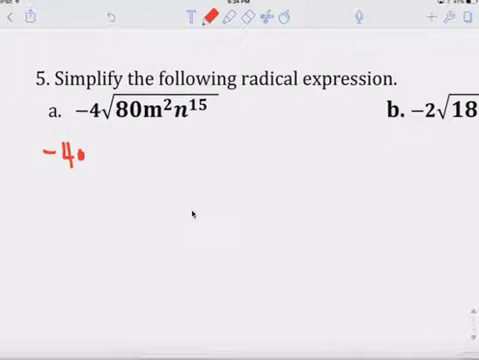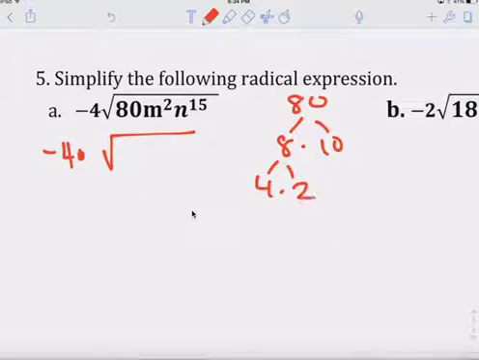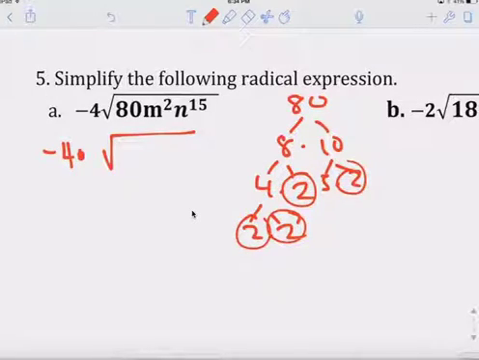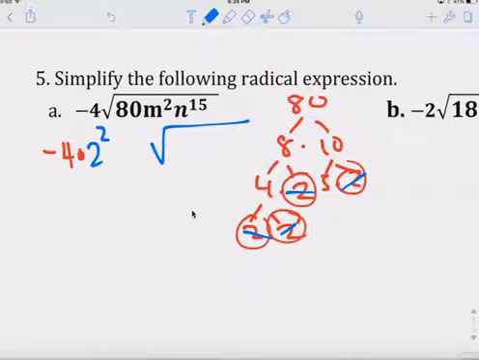-4 times square root of 80. Let's do square root of 80. 80 is 8 times 10, 4 times 2, 2 times 2, 5 times 2. You got 1, 2, 3, 4. Oh, you can make 2 pairs. 1 pair of 2s, 2 pairs of 2s. So 2 to the second. I'm going to erase this some more. And what's still left inside is the 5.